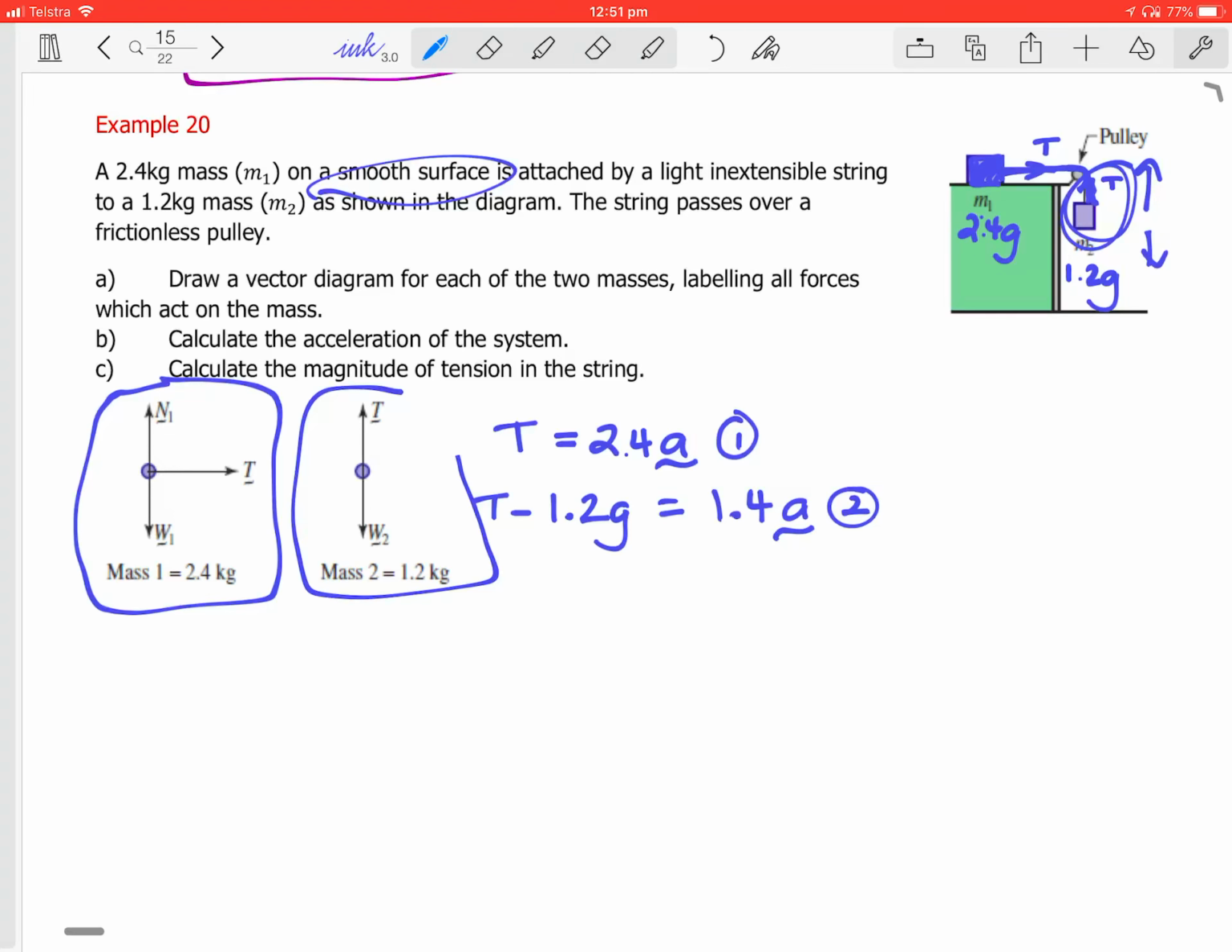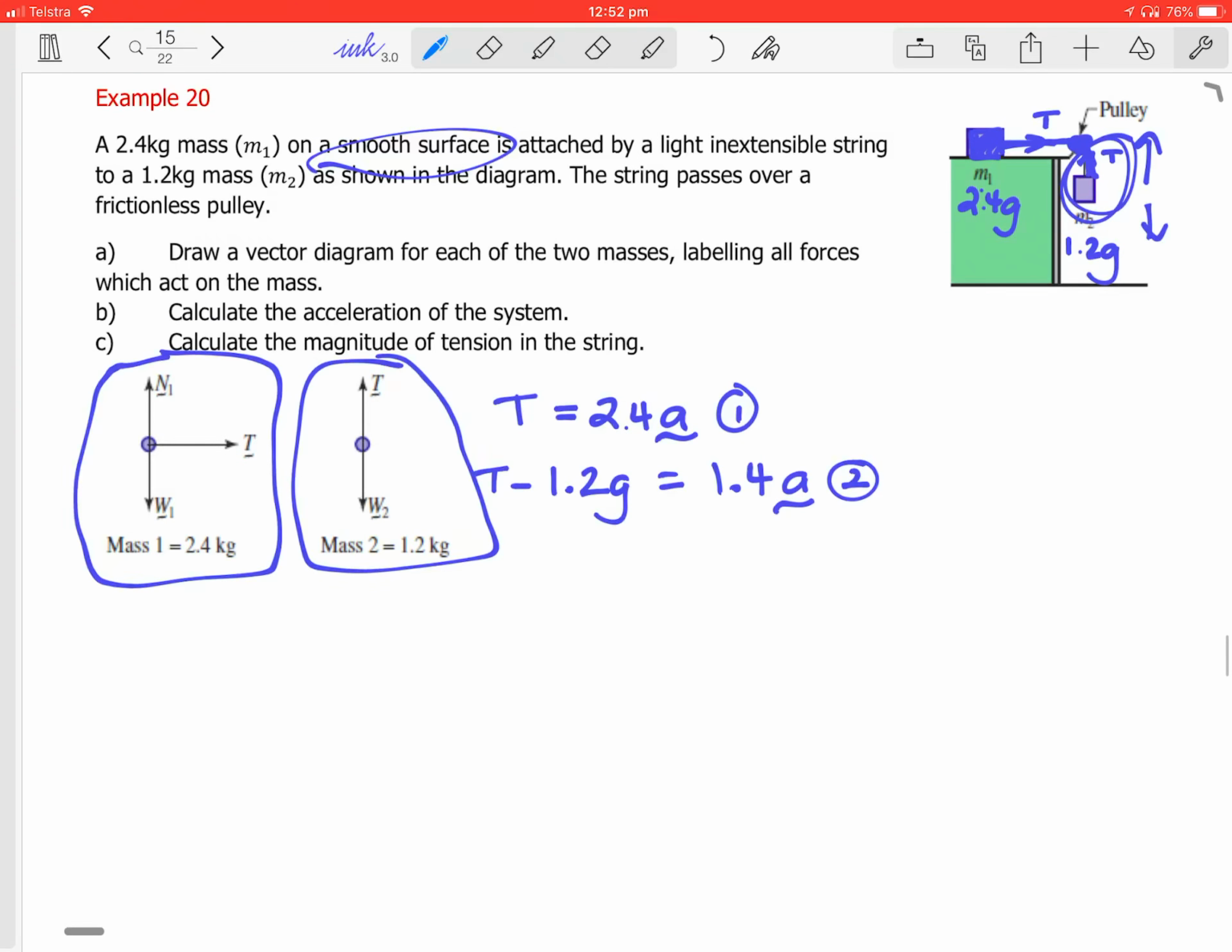Draw a vector diagram. So these are our vector diagrams. The string passes over a frictionless pulley. So there's our frictionless pulley. So assume there's no friction, there's no weight. Calculate the acceleration of the system. So I've got T equals 2.4a and T minus 1.2g is equal to 1.2a.